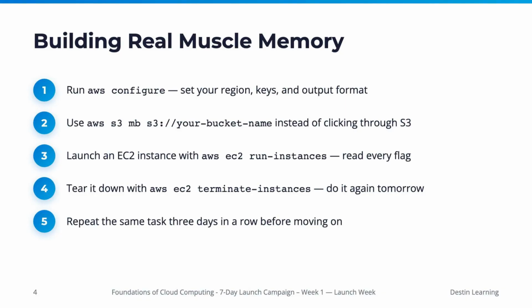Here's a powerful 5-step approach. First, run aws configure to set up your region, access keys, and output format. Second, use commands like aws s3 mb s3://your-bucket-name to create resources instead of clicking through the S3 console. Third, launch an EC2 instance with aws ec2 run-instances, and critically, read every single flag to understand its purpose. Fourth, tear it down with aws ec2 terminate-instances and commit to repeating the entire process again tomorrow. Finally, for any new task, repeat it 3 days in a row before moving on. This deliberate repetition solidifies your understanding and skill.